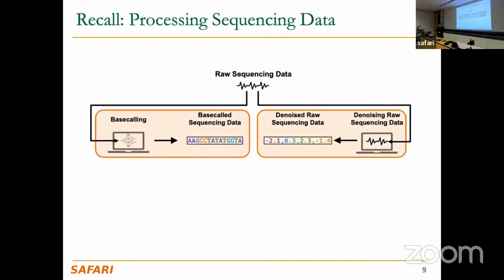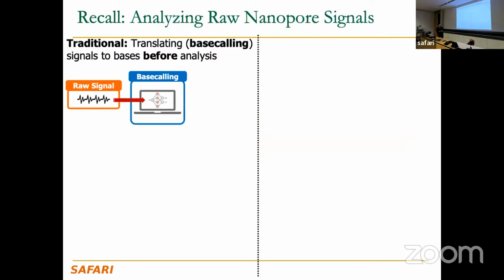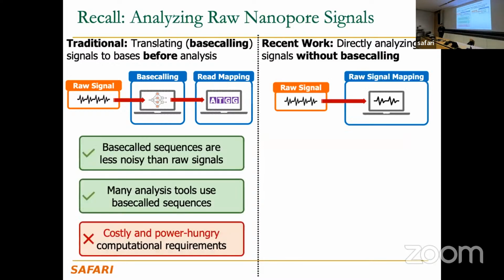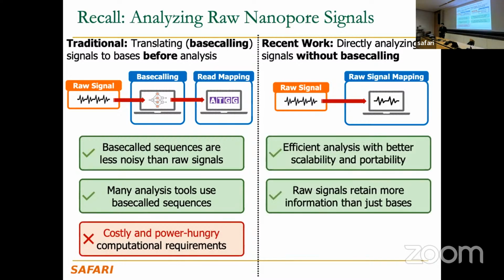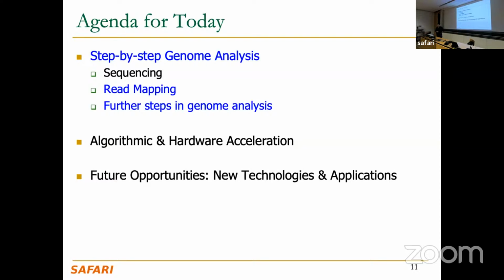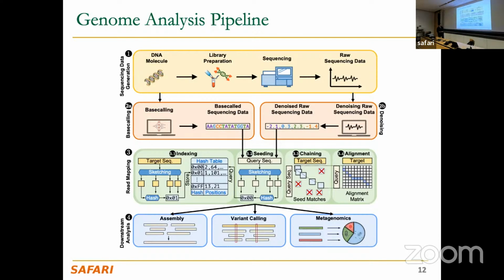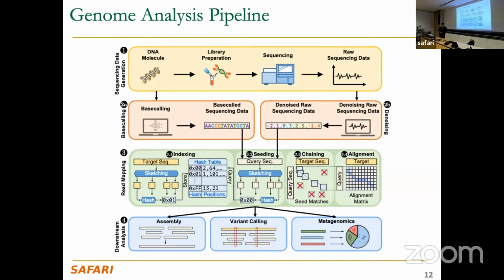We said that we can start with the raw sequencing data analysis, where we either base call it, translating the raw data to ATGCs and then analyze it, or we can directly analyze this raw data without translating, which can provide better benefits in terms of performance and energy efficiency. So this is where we were last time. Today we're going to cover the remaining steps, these last two steps in genome analysis, quickly, and then we will move on to some of the works that we do in our group to accelerate some of these steps in genome analysis.